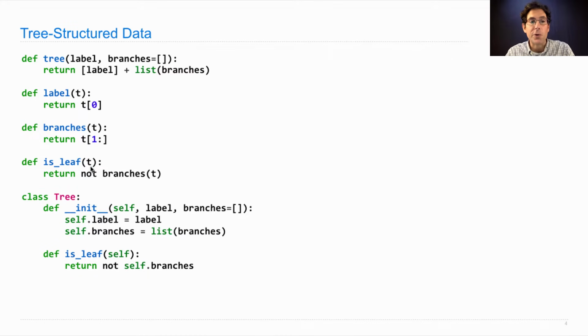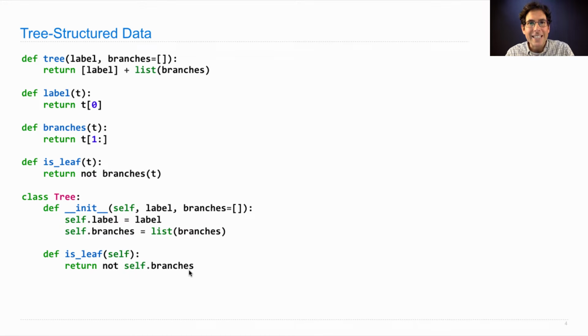Or later in the course, we discussed how you could represent the same thing using a class. In the case of a class, you use attributes in order to record the components of a tree, the label and its branches. No selectors are needed because we just have the attribute names. And the helper function is instead a method, which you call on self to tell whether there are any branches. A leaf is a tree with no branches.